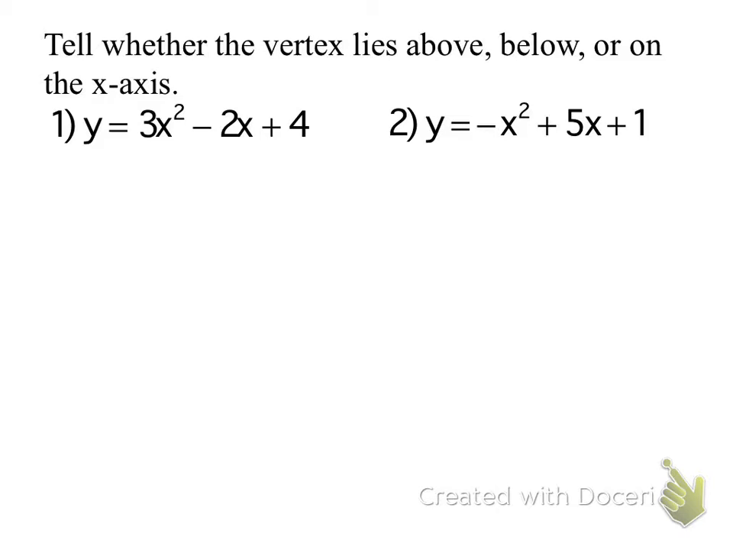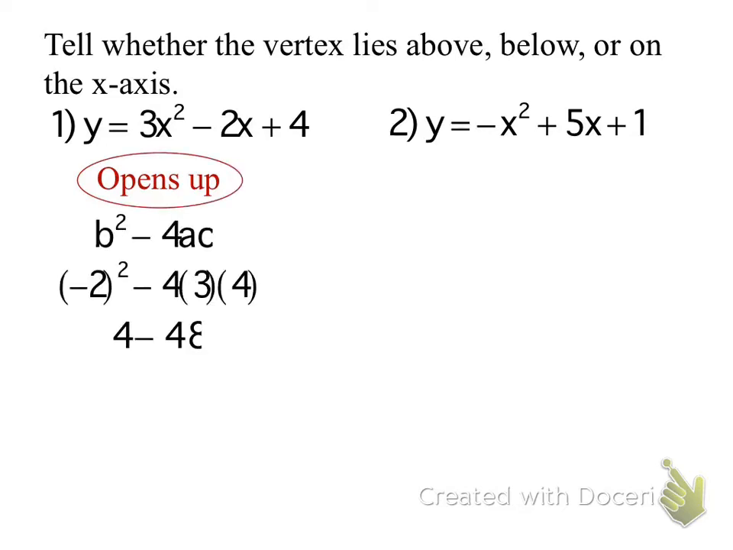All right, so now here's another way they could ask. Tell whether the vertex lies above, below, or on the x-axis. Well, step 1. It's positive, so we know it opens up, right? So I find my discriminant, and I find that it's a negative number. So let's draw this. I know it opens up, and it has how many roots? None. So it has to be up here. Does the vertex lie above, below, or on the x-axis? Above. Do you understand?